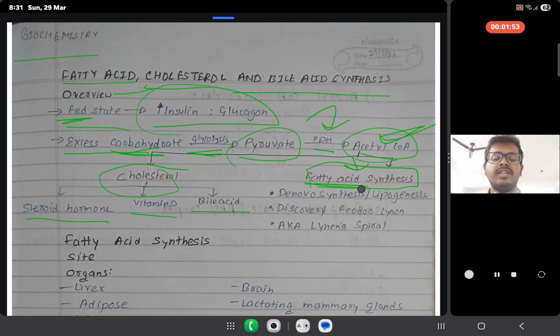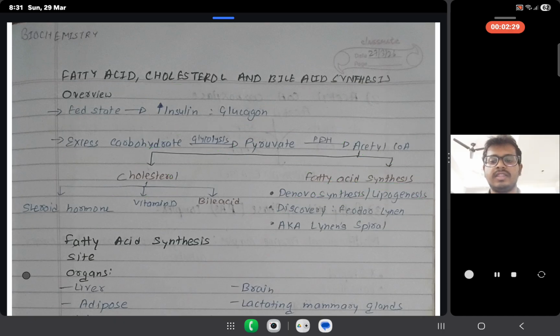And now we'll talk about fatty acid synthesis. Fatty acid synthesis is actually de novo synthesis, that is lipogenesis. De novo means formation from new, that is, we are forming new. Another is the discovery. The discoverer is Feodor Lynen, so it is also known as the Lynen spiral. Fatty acid synthesis is also known as the Lynen spiral.